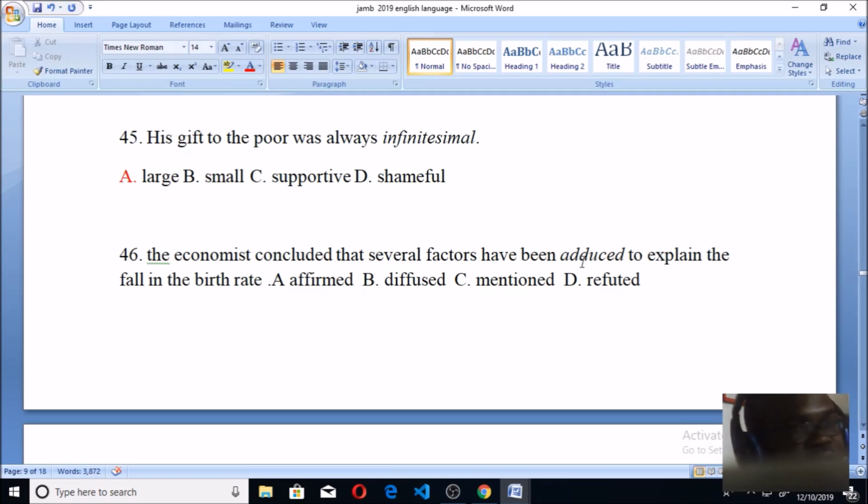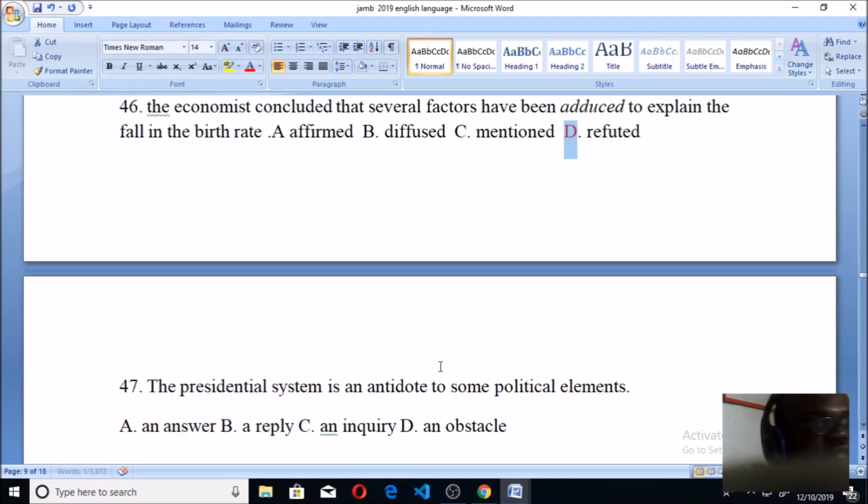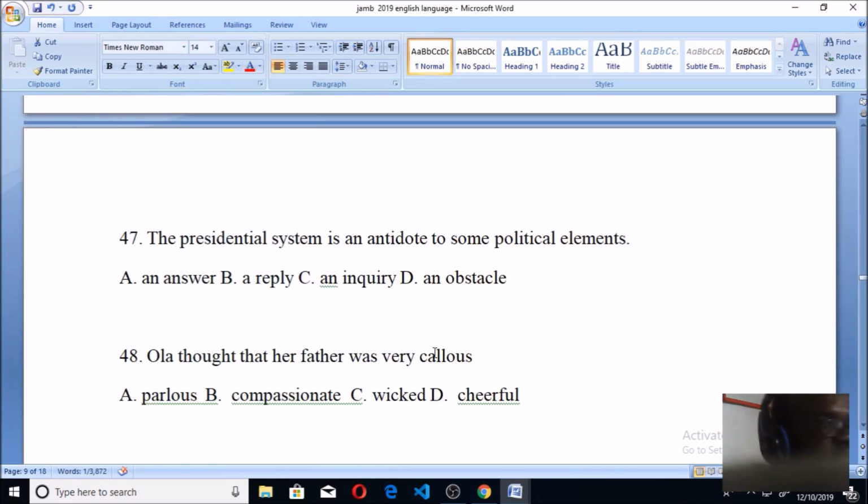So you can see adduced is proving right with evidence, similar to affirmed. But refuted simply means to prove a statement or person wrong. So no evidence, something is wrong. So this is the opposite of adduced. So refuted is the opposite of adduced. And that's why D is the correct option. Now let's look at question number 47.